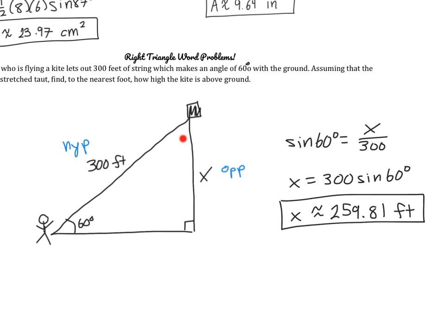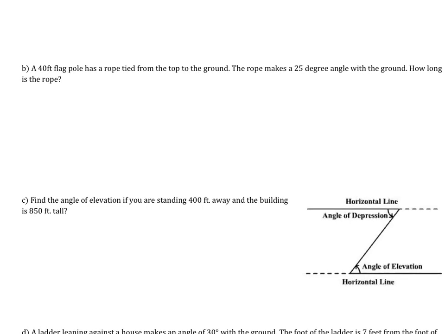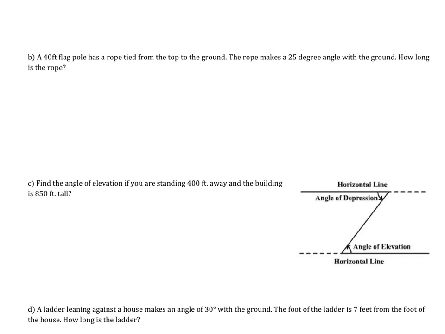So again, as long as you can set up the picture, the rest should just be using SOHCAHTOA to solve for a missing side, or maybe even a missing angle. All right, let's try a few more together. So let's look at example B.